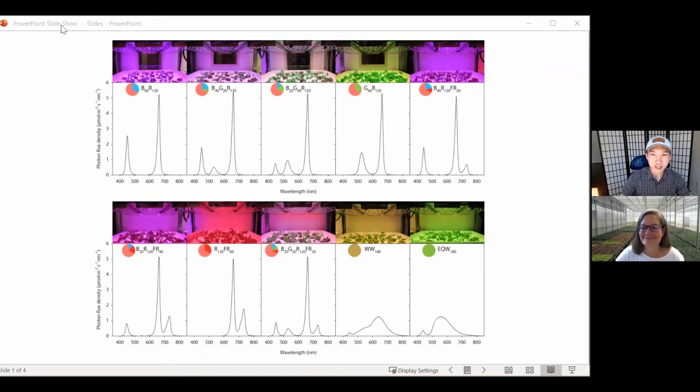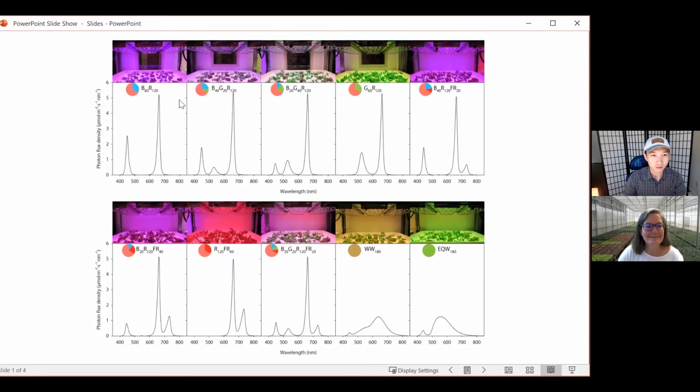In this experiment, I looked at how lettuce and kale grew indoors under different combinations of blue, green, red, and far red light, as well as two white light spectra. In this figure, B is blue, G is green, R is red, FR is far red, WW is warm white, and EQW is equalized white. There were 10 lighting treatments in total.